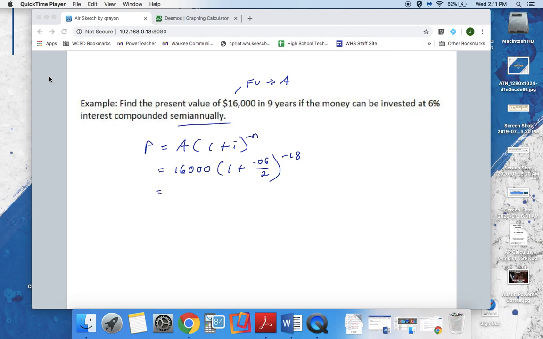And I go ahead and punch that into the calculator. And it's not as much of a percentage of the amount that I need, fortunately. It's $9,398.31. That's how much I need, so that way I can have this taken care of in 9 years' time. And that's how the present value formula works.